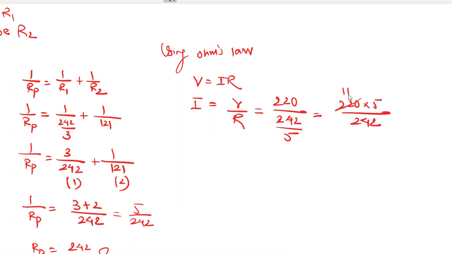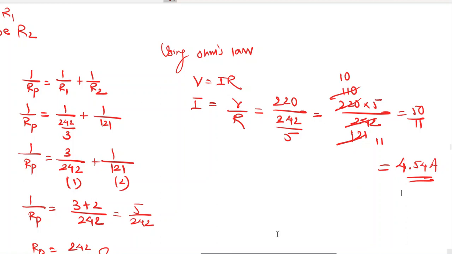Okay, 2 110s are, 2 121s are, 11 10s are, 11 11s are. So that is 50 divided by 11, and 50 divided by 11 is 4.54 ampere.